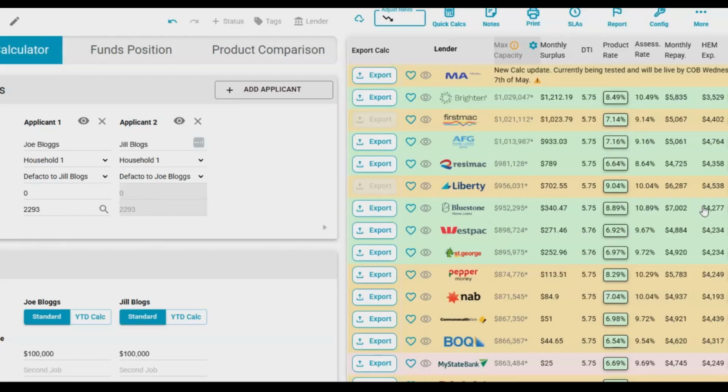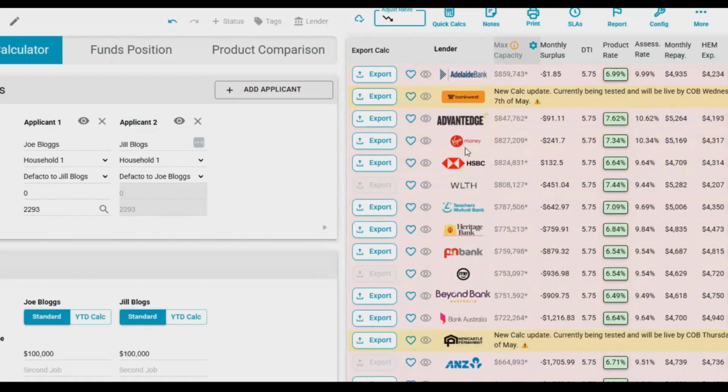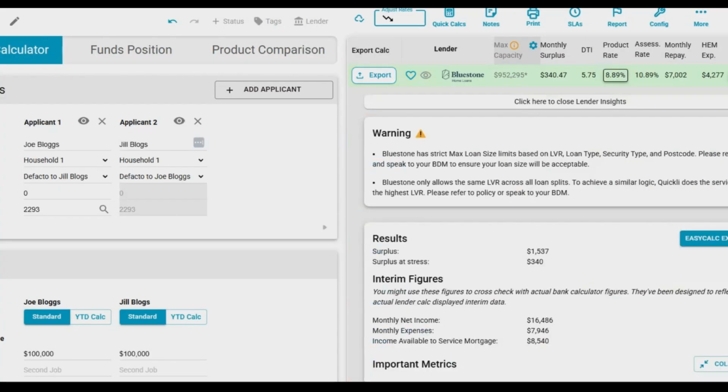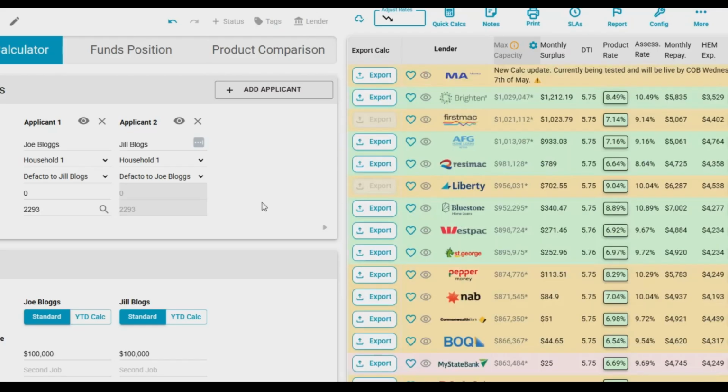All right, so we jump over here to our special software that can give us 50 different borrowing capacities, living expenses, interest rates, all of the good stuff all in one go. So this is 50 different banks that we can look at, and it can tell us which lenders this is going to pass with, and it can give us their policy, all of the good things to make sure that your financial situation fits this lender.